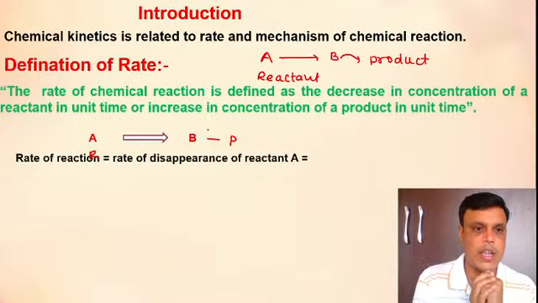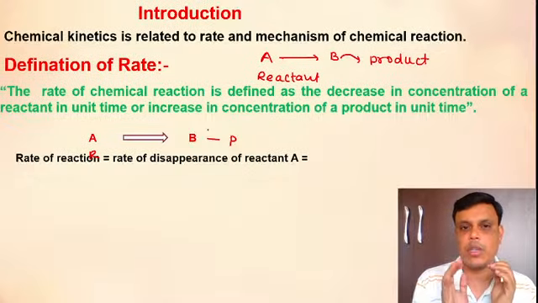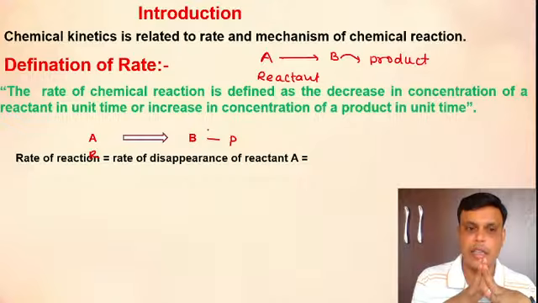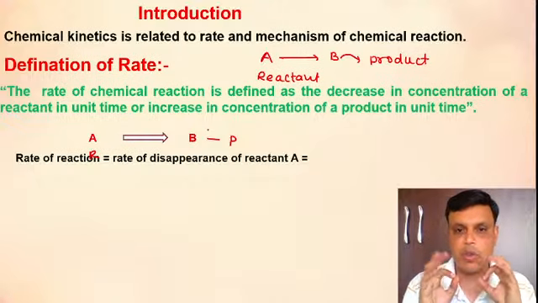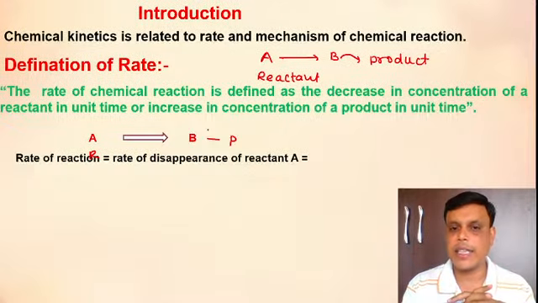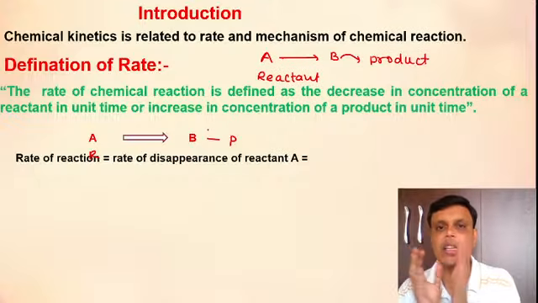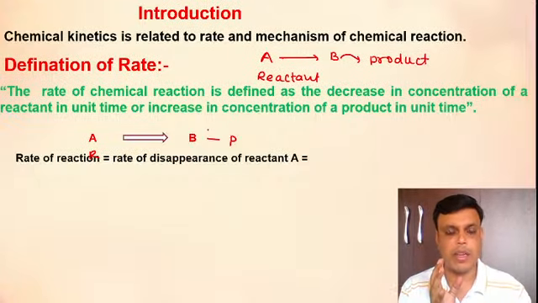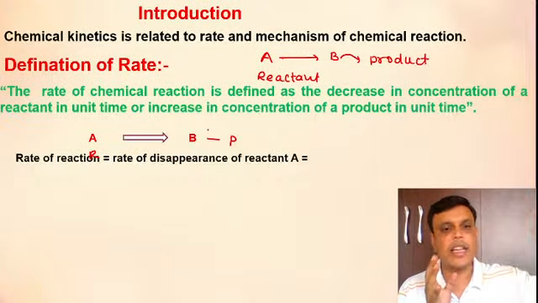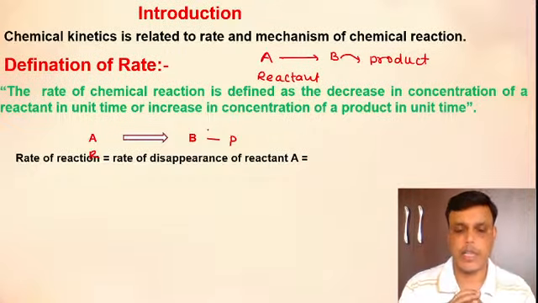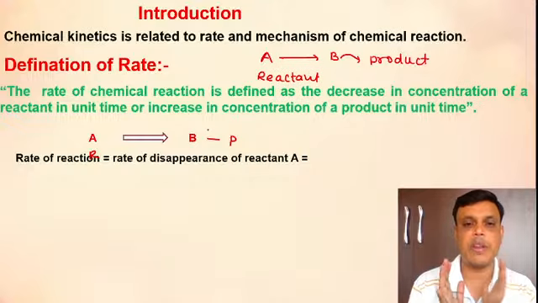We have seen this. Rate of chemical reaction equals rate of disappearance of reactant A. Now why disappearance of reactant A? Its concentration is decreasing. All the reactant will disappear and there will be formation of product. So that's why the word disappearance is there.